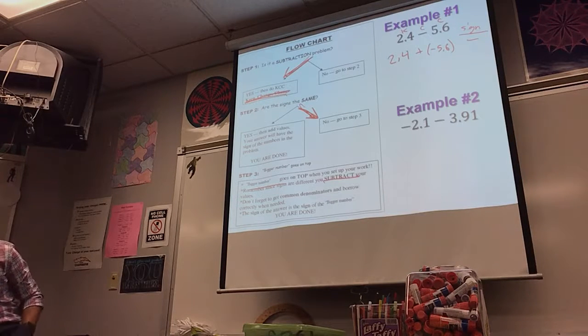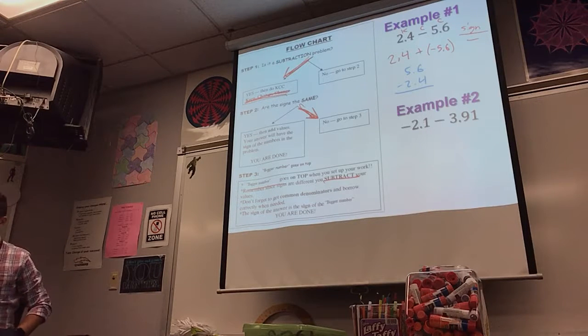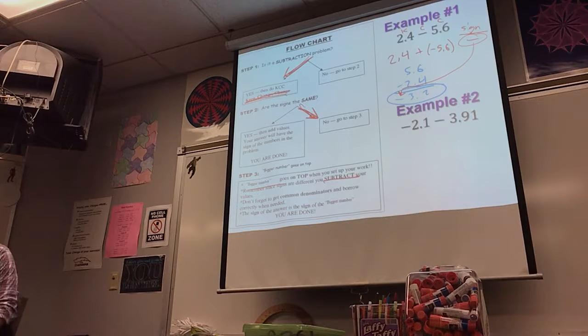Question is, why is it negative? Because the bigger number, 5.6, is negative. So now we're going to subtract them. 5.6 minus 2.4. We don't even have to borrow on that one. 5.6 minus 2.4 is 3.2. And I'm done, right? No, I'm not. What do I have to do? To add my negative sign. Keeping in mind, the sign's going to be negative because the bigger number is negative. 5 is bigger than 2, and 5 is negative.